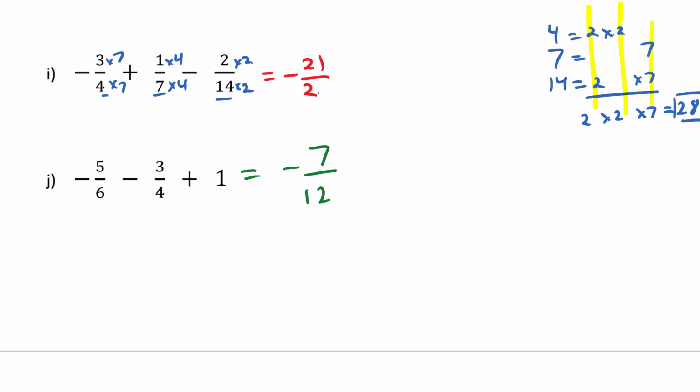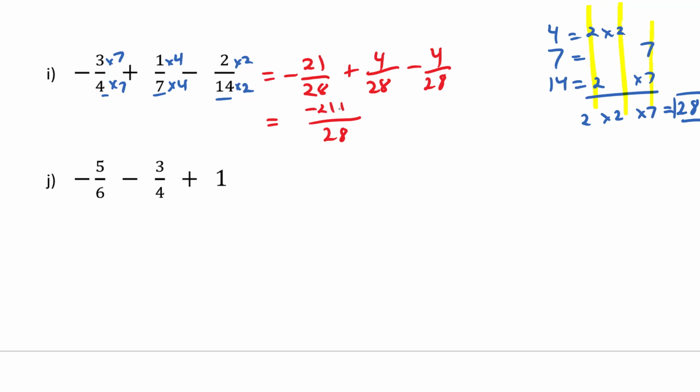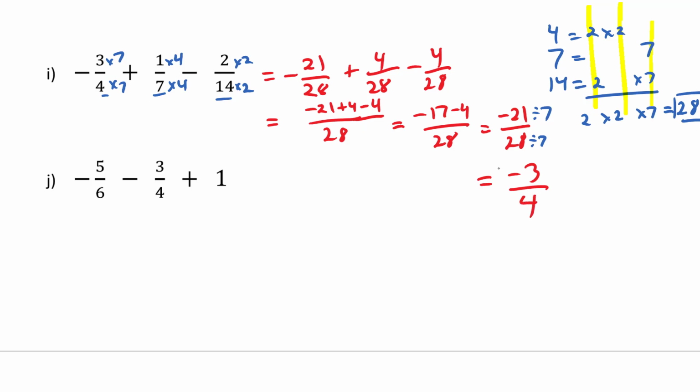Minus 21 over 28 plus 4 over 28 minus 4 over 28. Combine them together now. Common factor of 28. And here we got minus 21 plus 4 minus 4 over 28. Minus 21 plus 4 is going to be minus 17, minus 4 is minus 21. Can we simplify this down any further? Yes, we can. I can pull a 7 out of the top, and I can pull a 7 out of the bottom. And here we get minus 3 over 4.